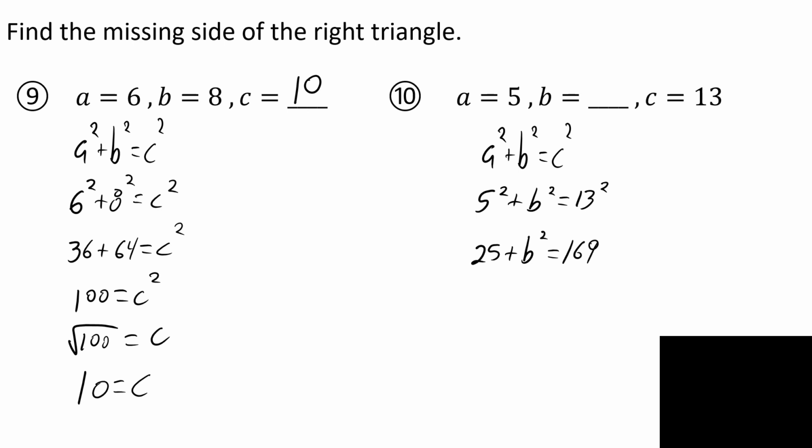Now, instead of adding those numbers together, I'm going to subtract because I'm actually looking for one of the shorter sides, right? I'm not looking for the hypotenuse. The hypotenuse is 13. That's the big side. So instead, I actually need to subtract. I need to do 169 minus 25.